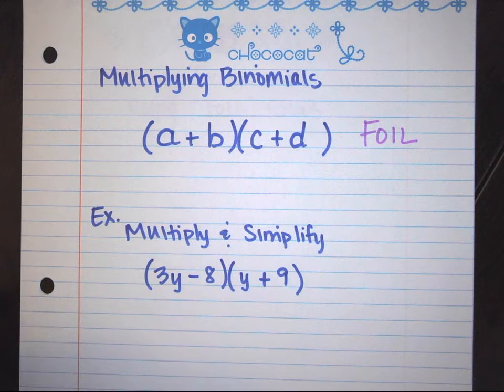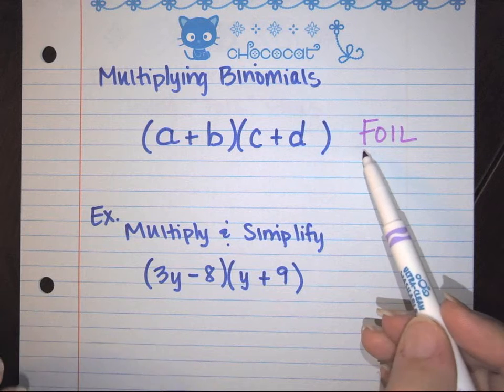FOILing stands for first, outer, inner, last. So the way that this works is that you have to multiply your terms together in a specific order so that you can combine the like terms and thus get a result that gives you an equation. So we're starting from two, I like to call them mini terms, but they're binomials. Binomial means a two-termed equation. And we have to multiply those together in order to get something new. Okay? So we're going to do just that.